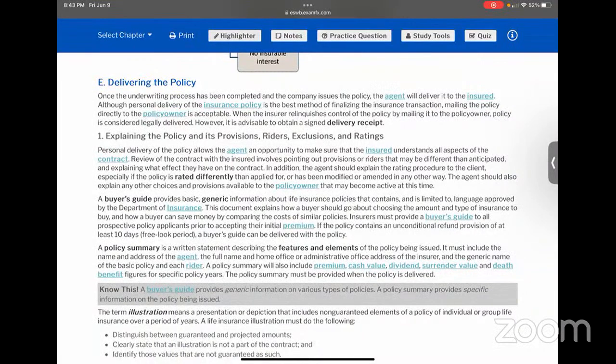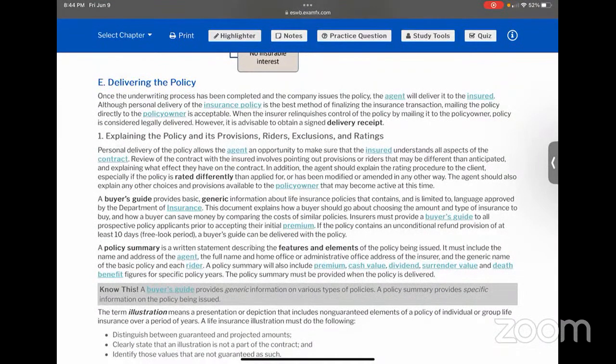A buyer's guide provides basic generic information about life insurance policies that contains and is limited to language approved by the Department of Insurance. This document explains how a buyer should go about choosing the amount and type of insurance to buy and how a buyer can save money by comparing the cost of similar policies. Insurers must provide a buyer's guide to all prospective policy applicants prior to accepting their initial premium. If the policy contains an unconditional refund provision of at least 10 days, which is the free look period, a buyer's guide can be delivered with the policy.